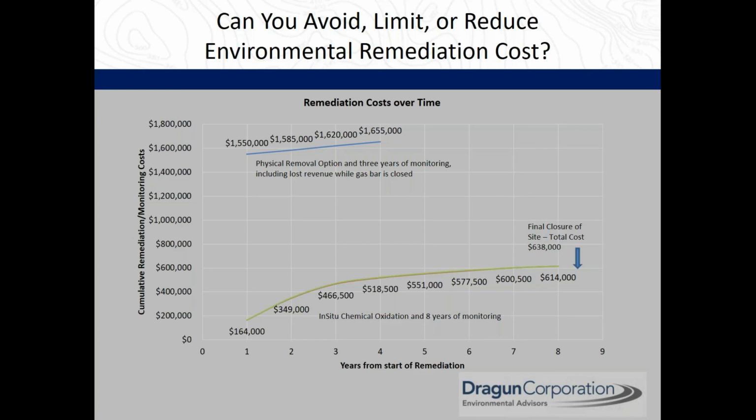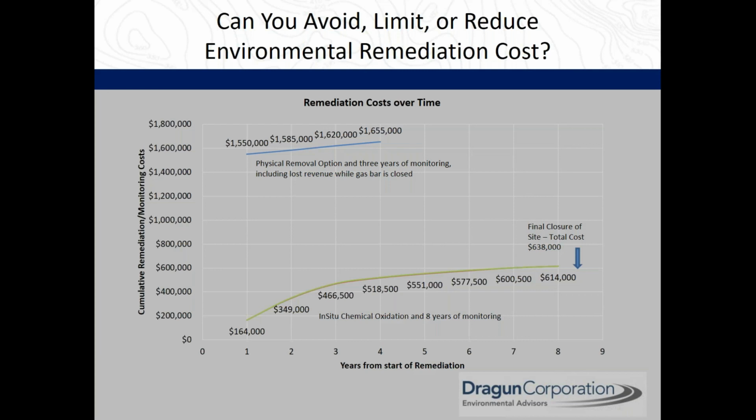Then we looked at what the actual costs were for our project, and in the graphic, the lower line represents the actual true costs for this project, taking it from at the end of year 1 all the way out to about 2017, 2018, when we had a final project cost of $638,000.